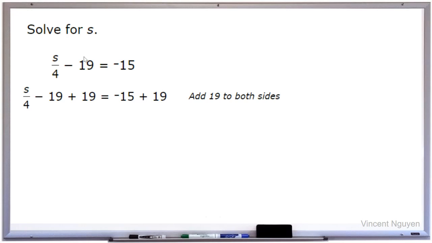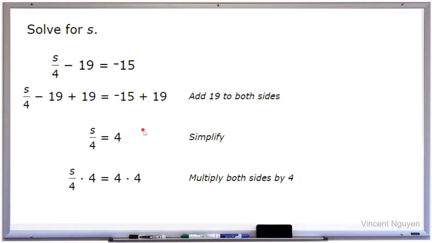And of course, we're going to simplify to make our equation shorter, right? So this side, the 19 and the negative 19 just sort of zero out. And then the s divided by 4 stays. And then here, the negative 15 plus 19 is 4. And now one more step to get rid of this 4. So we said it was multiplication, so we have to multiply both sides by 4. And then we're going to simplify again. And then we get s equals 16. Okay?